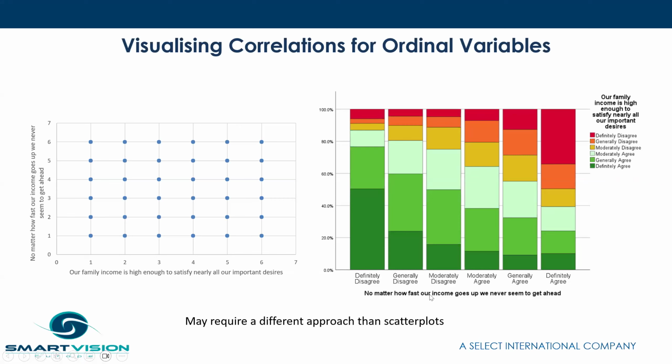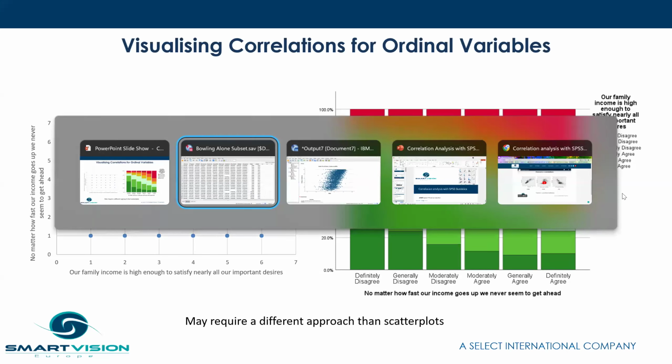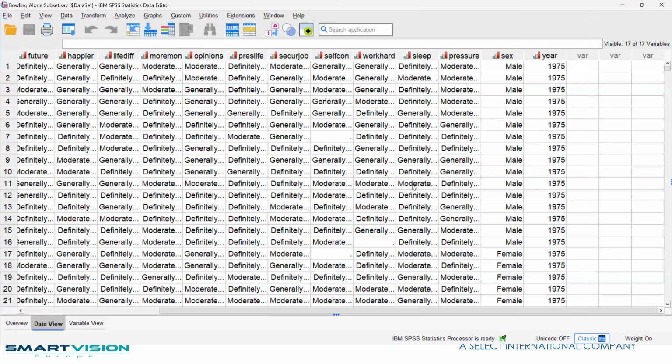So definitely agree tends to be definitely disagree over here. So, no matter how fast our income goes up, we never seem to get ahead, tends to have a lot of the people who definitely agree with our family income is enough to satisfy nearly all our important desires. In other words, they're kind of opposites of one another. One is saying, how much do you agree with the fact that you got enough money? And the other is saying, how much do you agree with the statement that you don't have enough money?